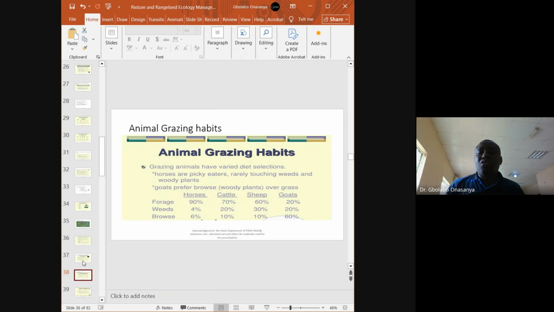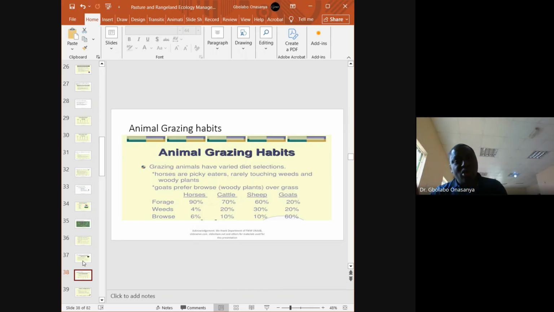Horse eat 4% of weeds. If they don't see the grasses of choice or legumes of choice, they can feed on any grasses they see, any weeds they see. They eat weeds because grasses of choice or legumes of choice, or forage of choice, so to speak, is not available. They feed on whatever they see. So in that sense, horse eat less weeds. Cattle eat more weeds, which is 20%. Sheep eat more weeds, which is 30%. Goat eat lesser weeds, 20%.